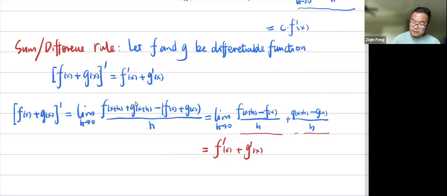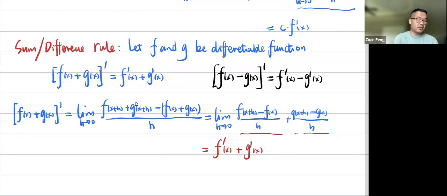Similarly, if you have f of x minus g of x and you want to find the derivative of this difference, this is f prime of x minus g prime of x, right? Just apply our definition of derivatives. You can get the sum and difference rule, right?